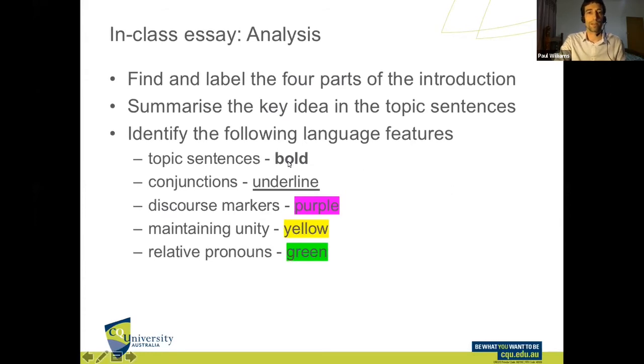So the key that I gave them was to bold the topic sentences, underline any conjunctions, purple for discourse markers, yellow for maintaining unity, and relative pronouns were in green. And they understood this because they had been doing it very explicitly that week in their program.